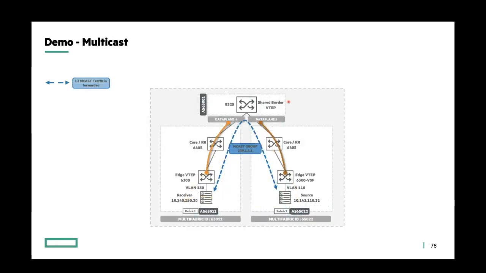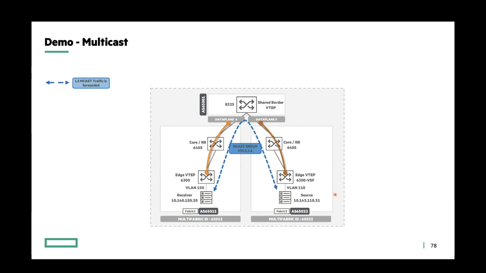For the multicast demo, we will use the same setup as for the previous one, but with two endpoints connected into two different fabrics, the fabrics directly attached to the 8325. Those two hosts are located in two different VLANs. The source is located in the VLAN 110 in fabric 2, while the receiver is connected in the VLAN 150 in fabric 1.